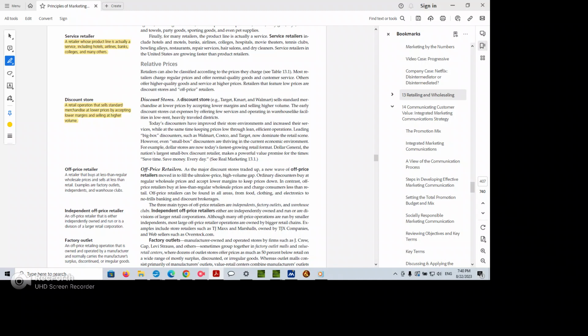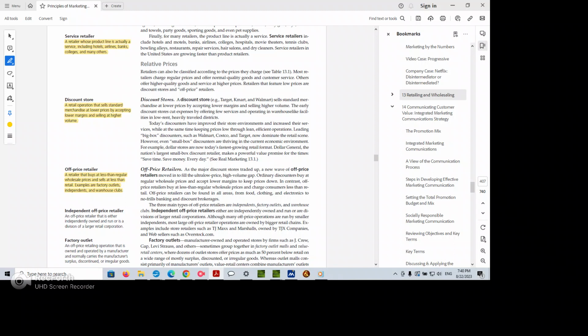So that's what it is. Remember also, off-price retailer, what is that? Well, that's a retailer that buys at less than regular wholesale prices and sells at less than retail. Okay? And the reason they're able to do that is because they don't have a middleman. This is kind of like direct to.